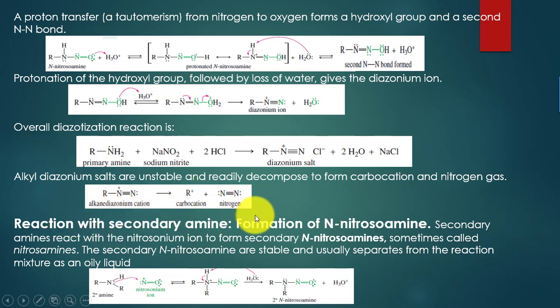Reaction with secondary amine leads to the formation of an N-nitrosoamine. A secondary amine reacts with nitrosonium ion to form a secondary N-nitrosoamine, sometimes called a nitrosamine. And secondary nitrosoamines are stable and they are separated from the reaction mixture as an oily liquid.